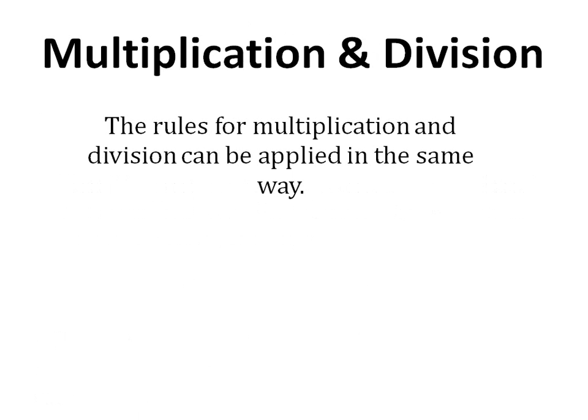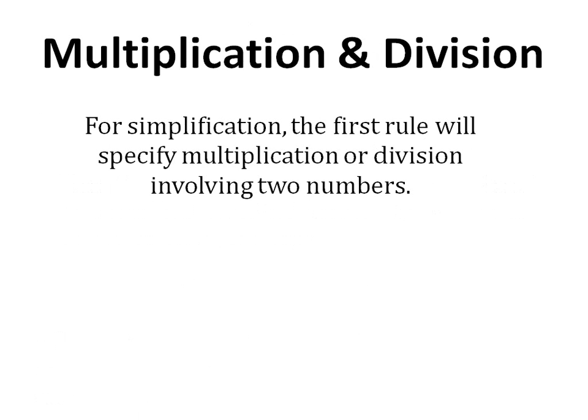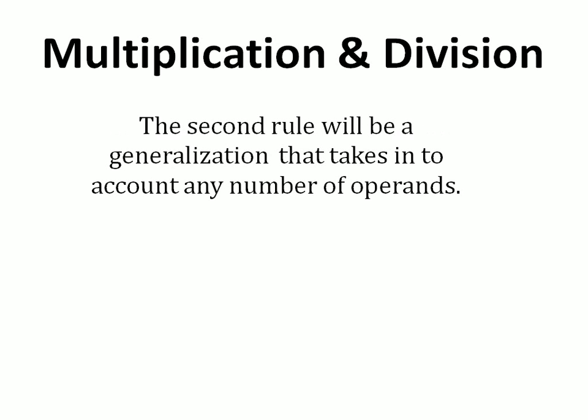Multiplication and division. The rules for multiplication and division can be applied in the same way. As a matter of fact, they should be applied in the same way. For simplification, the first rule will specify multiplication or division involving only two numbers. The second rule will be a generalization that takes into account any number of operands.